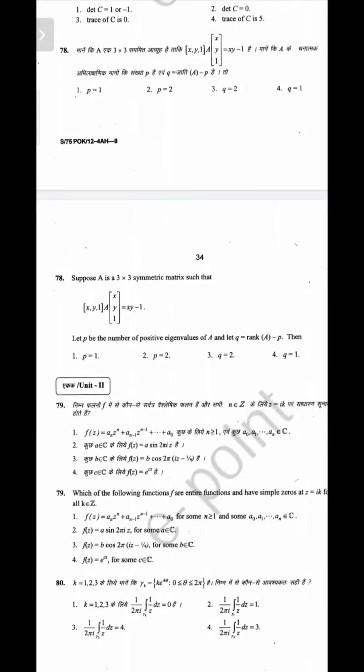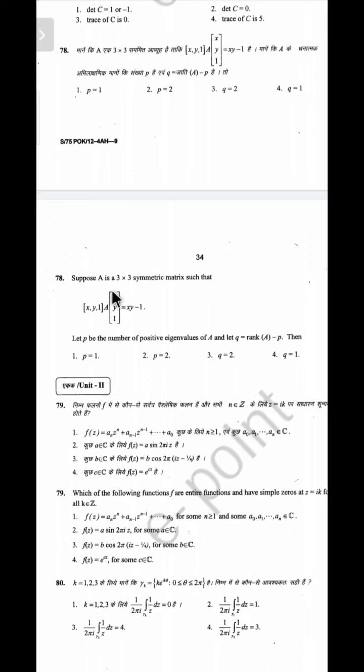Let A be a 3 cross 3 symmetric matrix such that the quadratic form [x y 1] E [x y 1] transpose equals xy minus 1. Let P be the number of positive eigenvalues of E and Q equal to rank of E minus P. Then what is the value of P and Q? Q means the negative eigenvalue, I think.